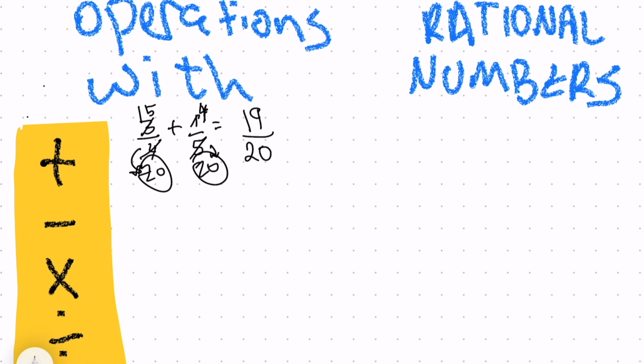Notice here that 19 over 20 cannot be reduced any further. Let's do one more example.